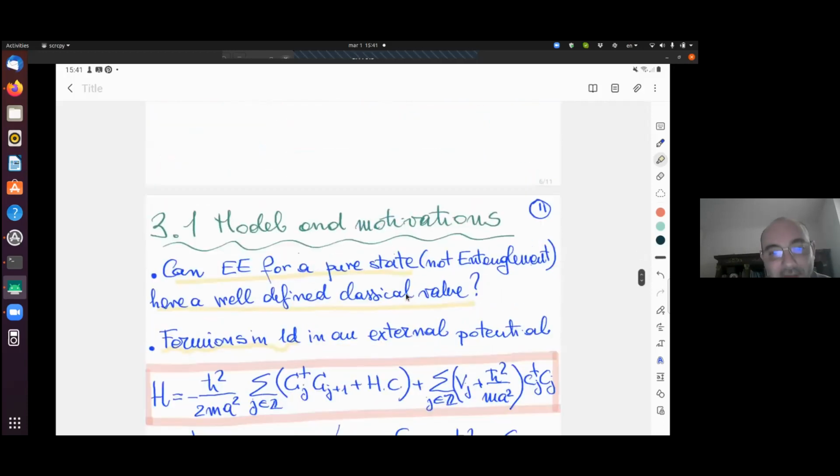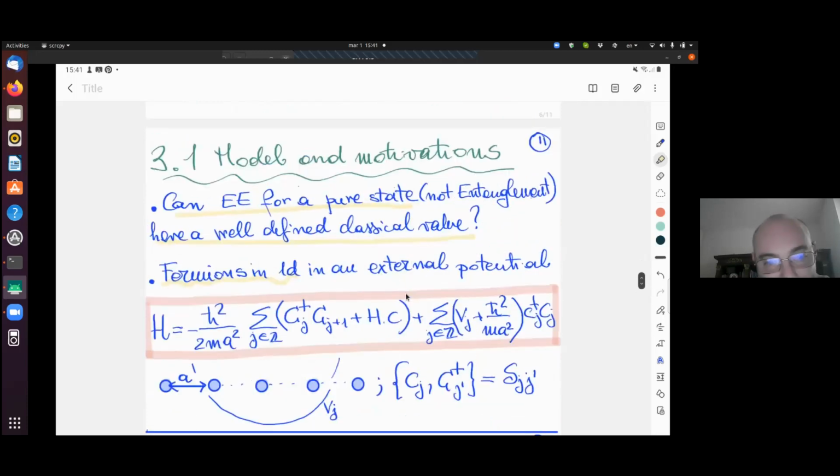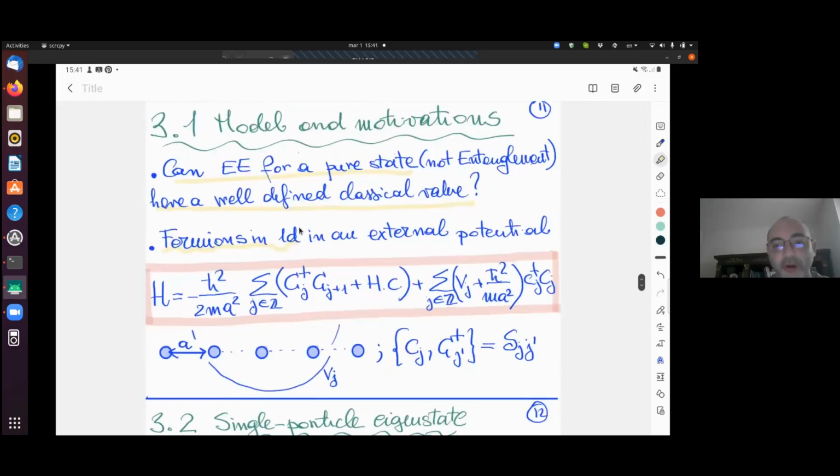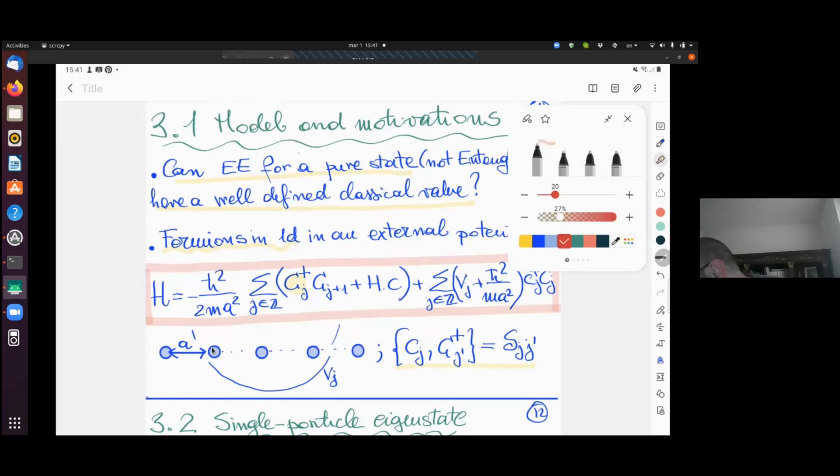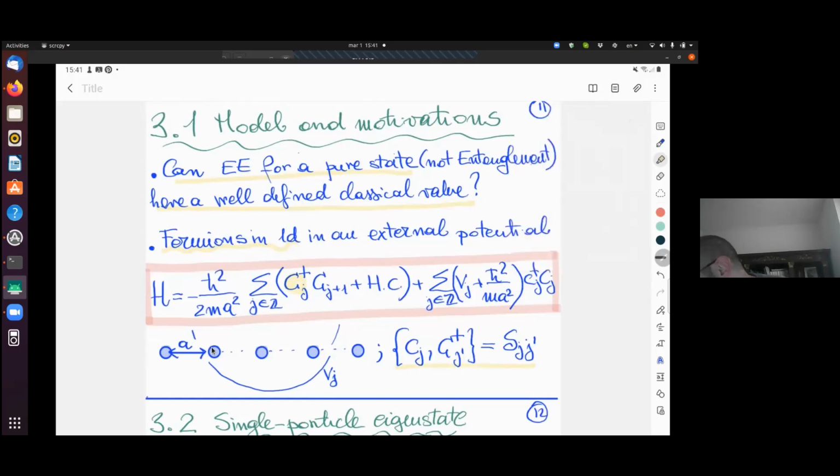Okay, so fine. Let me then consider the system of fermions in 1D. The Hamiltonian is very simple. These C are fermionic operators that anticommute, and the fermions can hop on the lattice due to the first term. They can jump between neighboring sites of the lattice.